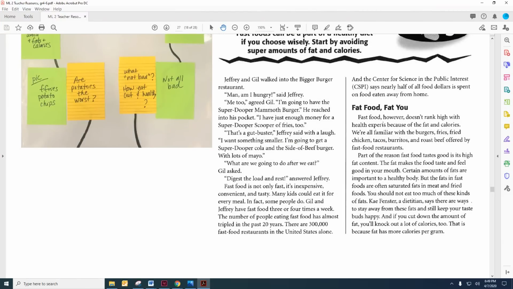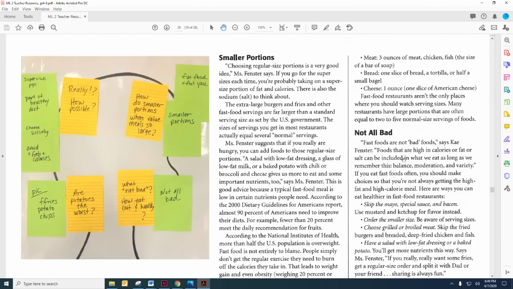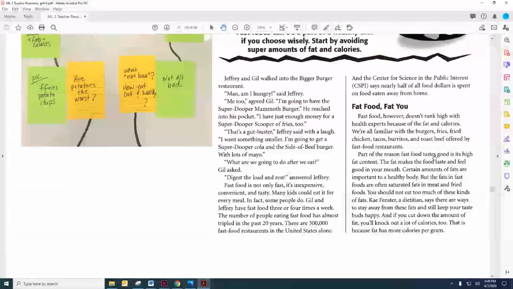All right, fast food, however, doesn't rank high with health experts because of the fat and calories. We're all familiar with burgers, fries, fried chicken, tacos, burritos, and roast beef offered by fast food restaurants. Part of the reason fast food tastes good is its high fat content. The fat makes the food taste and feel good in your mouth.